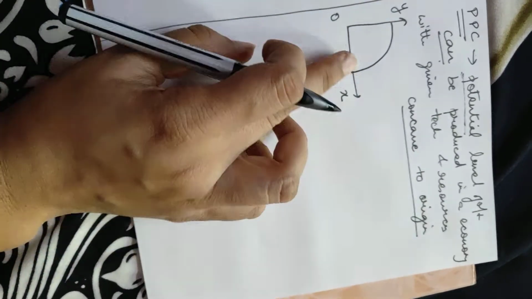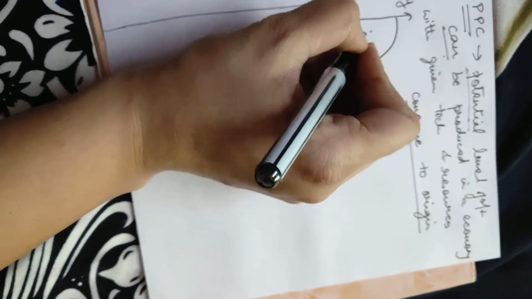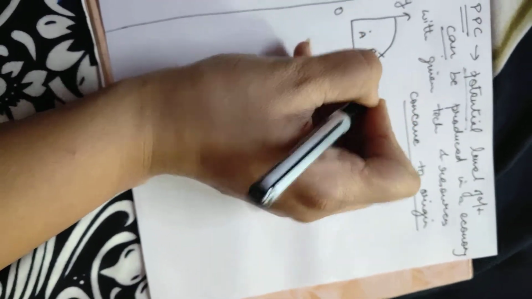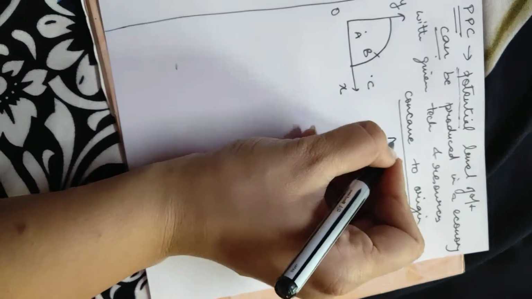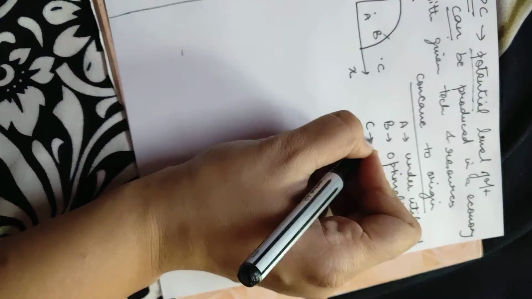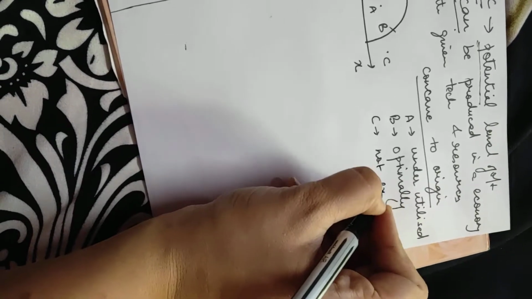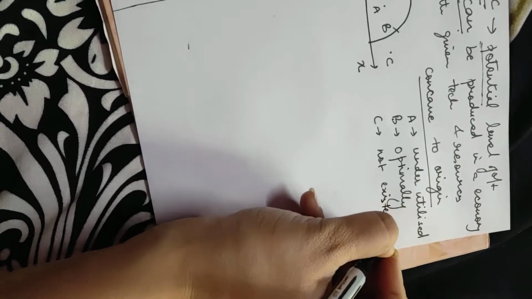Now, when we talk about this shape concave to origin, before that we need to know there are 3 points: point A, point B and point C. Point A underutilizes the resources. At point B, all the resources are optimally utilized, and point C is a non-existent point, that is, you cannot attain this point.